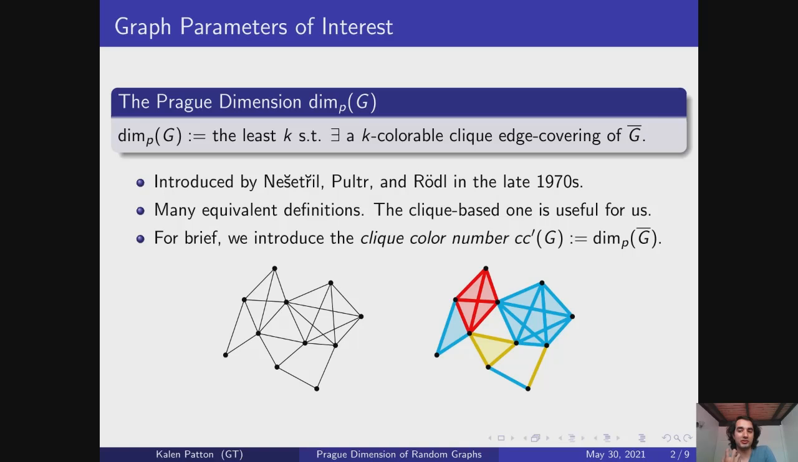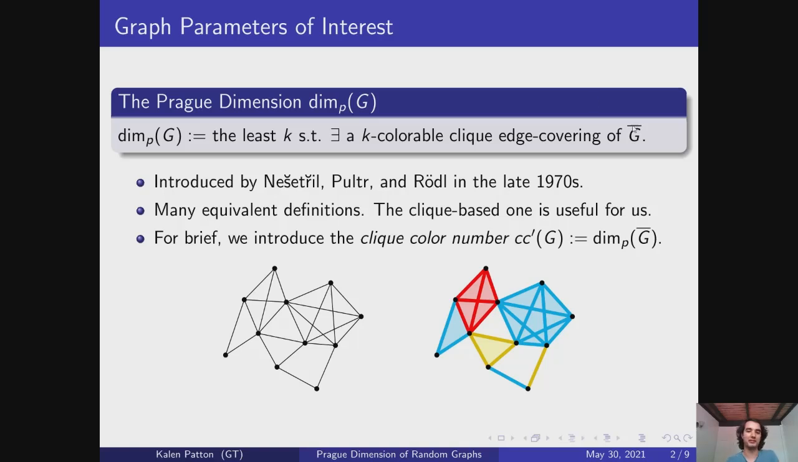That means that if we look at the graph G bar, the conjugate graph, first we can find a clique edge covering, meaning we can find a set of cliques that cover all edges of G bar, and then we can color this set of cliques in such a way that we use at most k colors, and each pair of cliques that intersect at a vertex must be colored distinct colors.